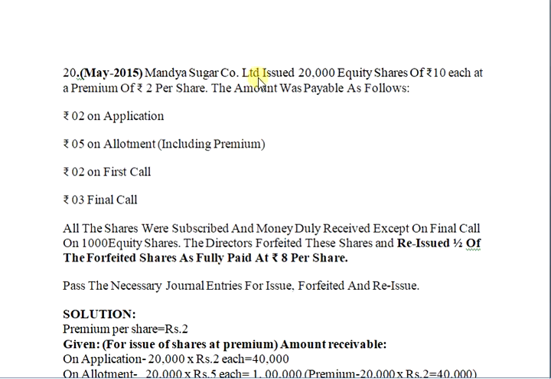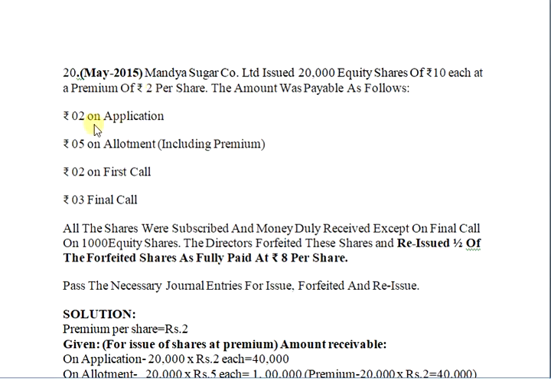Mandia Sugar Company Limited issued 20,000 equity shares of rupees 10 each at a premium of rupees 2 per share. The amount was payable as follows. Now you can notice that the face value of the share is 10. They are giving a premium of rupees 2 per share. Then the overall issue price becomes 12. That means the issue price is more than the face value, so the problem will be treated as issue of shares at premium.